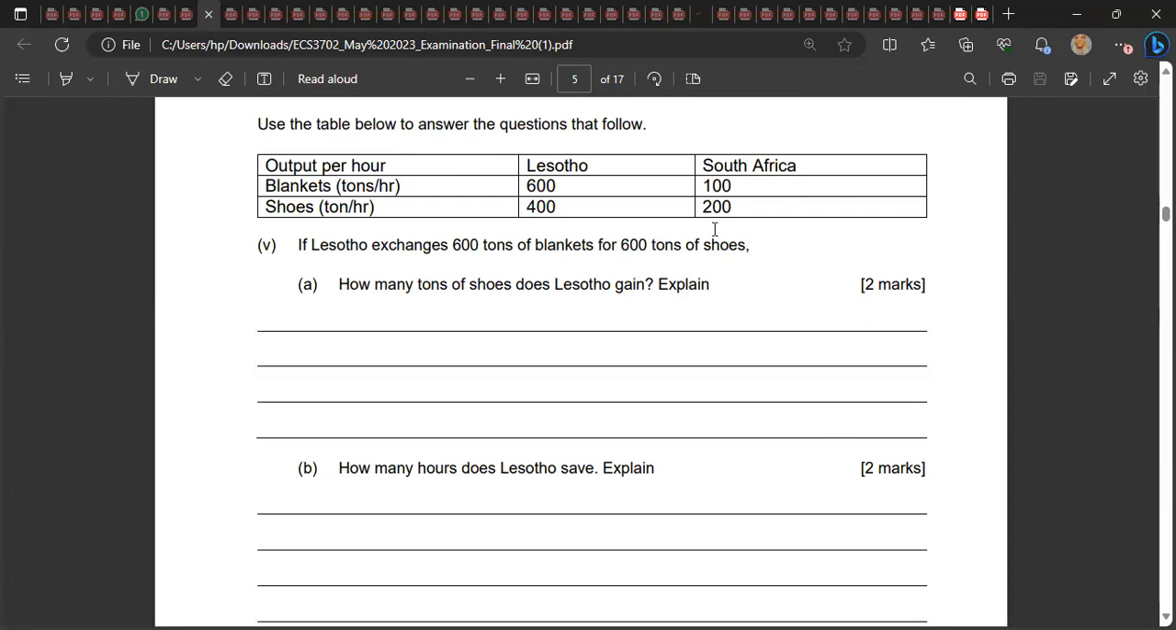So we have a ratio here that we are dealing with, right? We have a ratio here that we are dealing with. So let me just put it up for you on Excel.